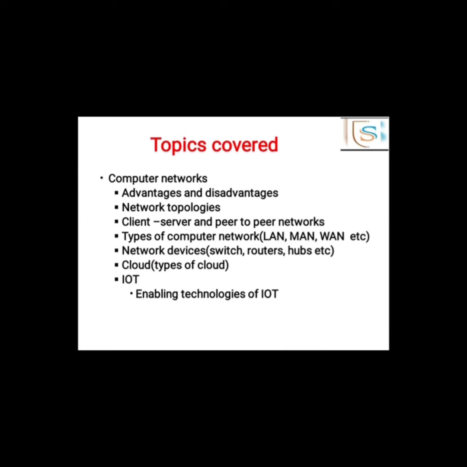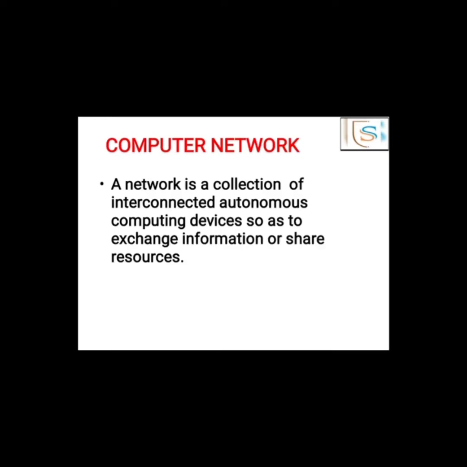Topics covered in this part are definition of computer networks, advantages and disadvantages, various network topologies, various kinds of networks like client-server, peer-to-peer, LAN, MAN, WAN, etc., network devices, cloud computing, and last but not the least, Internet of Things. So let's start. What is a computer network?